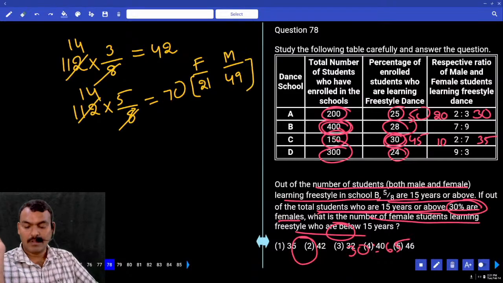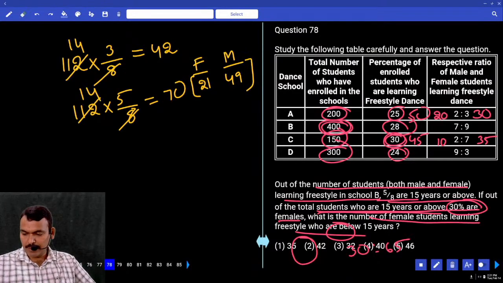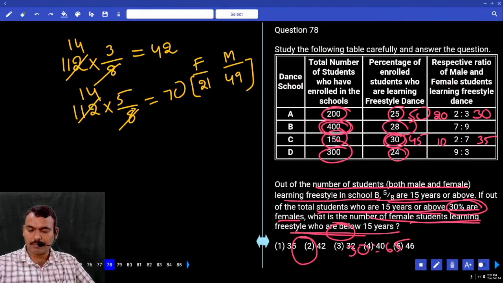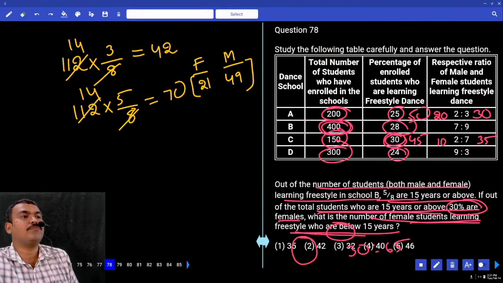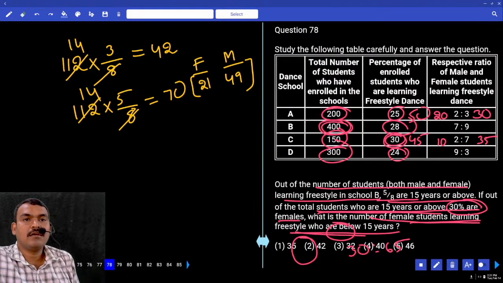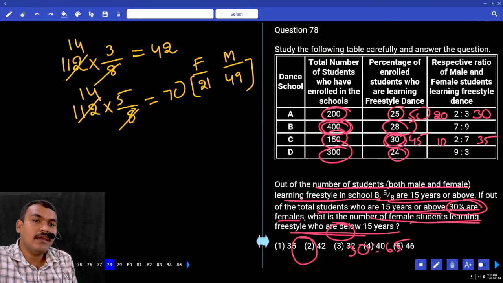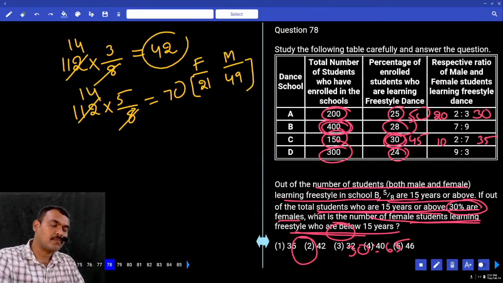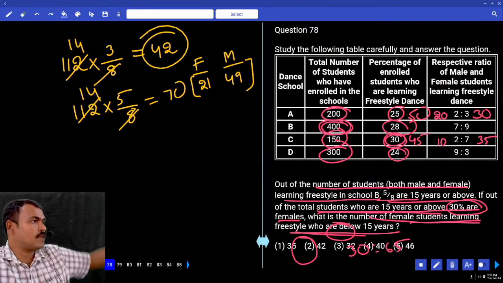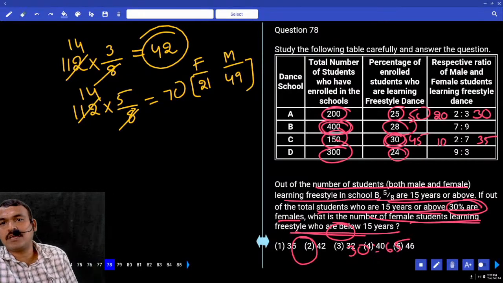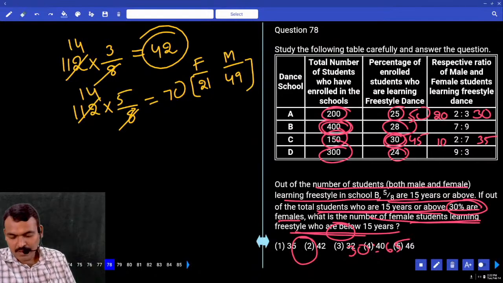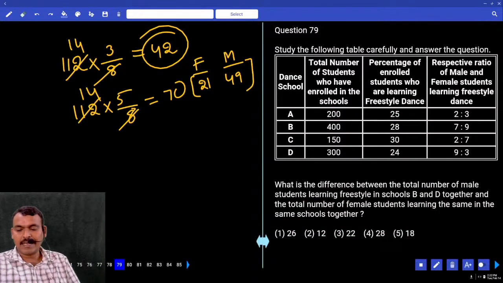42 or 49? What is the question here? Female students who are learning freestyle who are below 15 years. How many members? 42 or 49? 42. Direct members or not? Out of 112 we required which one? 3 by 8. Next question number 79.